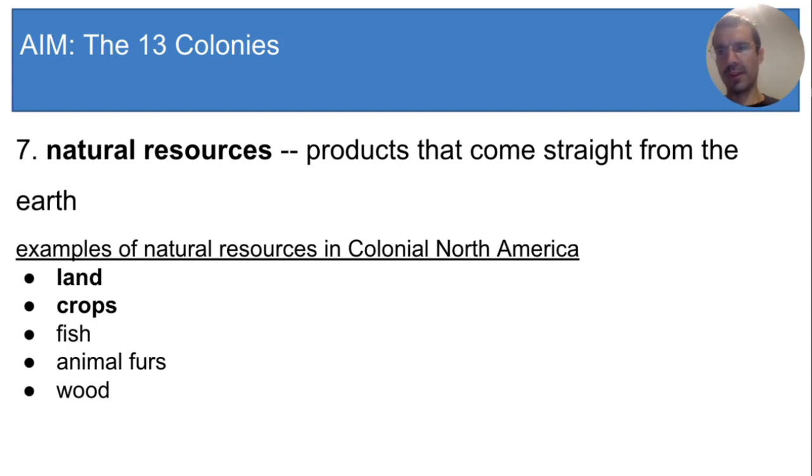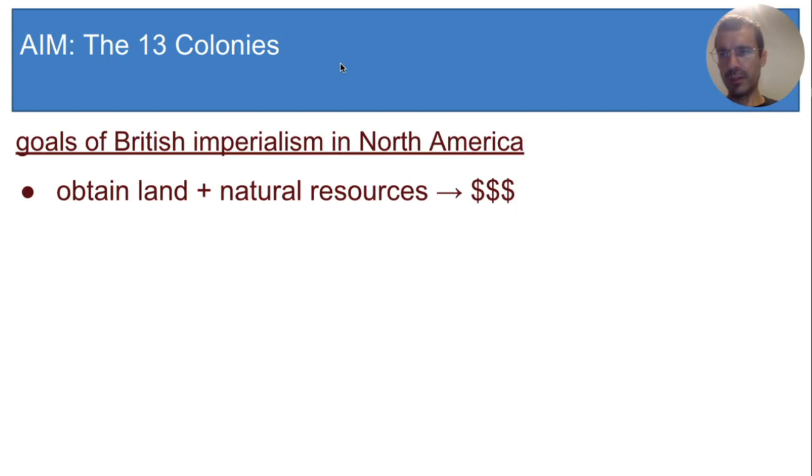For Europeans at this time, land was the key to wealth and status, and the important people in society were the ones that owned a lot of land. Other important natural resources besides land and crops included fish, animal furs, and wood from trees. All of these things could be sold to make money. So for Europeans, the number one goal of imperialism in the New World was to increase their wealth and status by acquiring land and other natural resources.